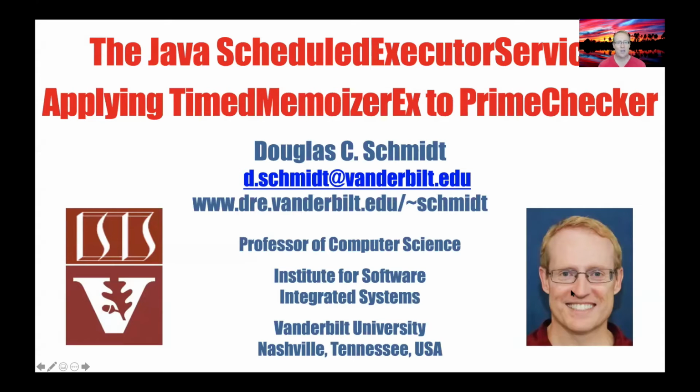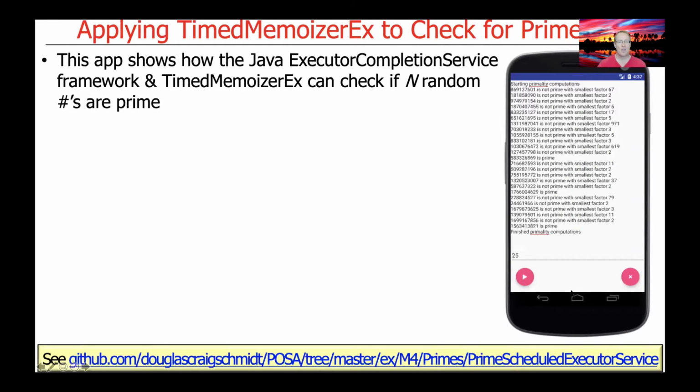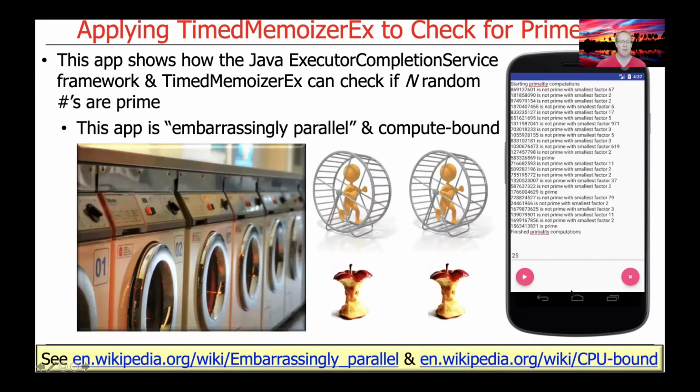What I'd like to do now is talk about how we can apply TimedMemoizerEx to our running example, which is the PrimeChecker app. This particular approach shows how we can use the TimedMemoizerEx class to check if n random numbers are prime. We've looked at this app many times now. I think this is probably the fourth time, maybe even the fifth time that we've taken a look at how this particular app works. Remember, it's an embarrassingly parallel app that's compute bound.